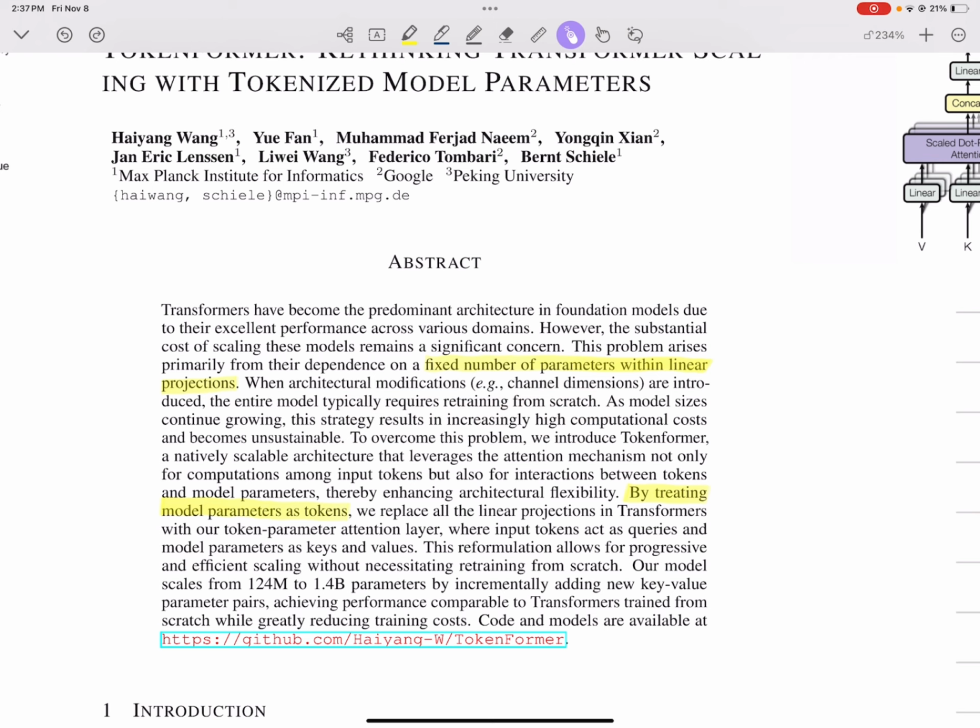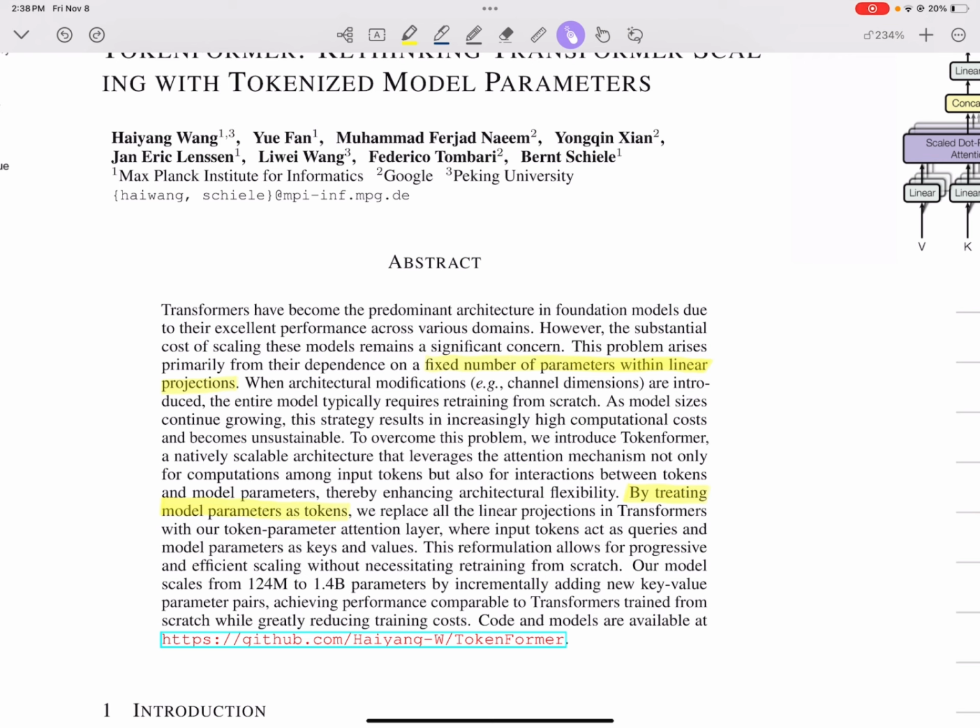To overcome this problem, they introduce the TokenFormer. It's a scalable architecture that leverages the attention mechanism. We're going to talk about that. Not only for computation among the input tokens, which is currently the case. We have attention for input tokens, but we also have an interaction, and that's new, between the token and the model parameters.